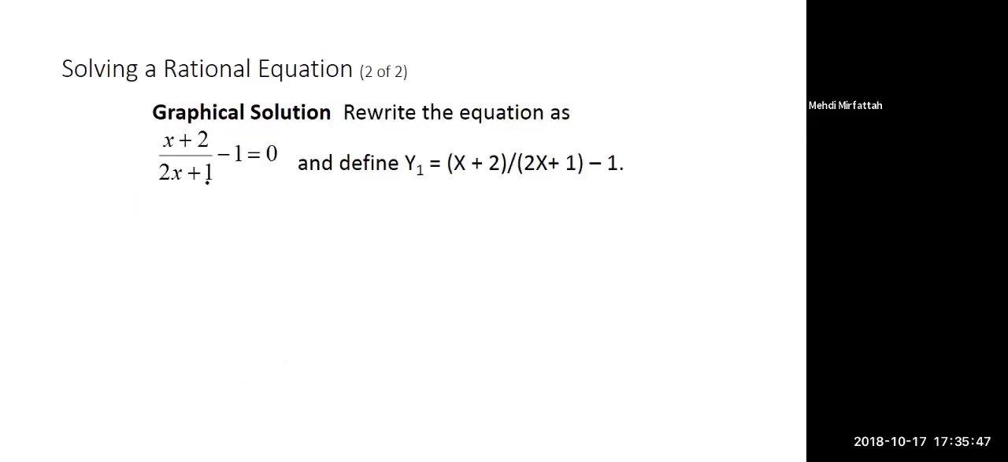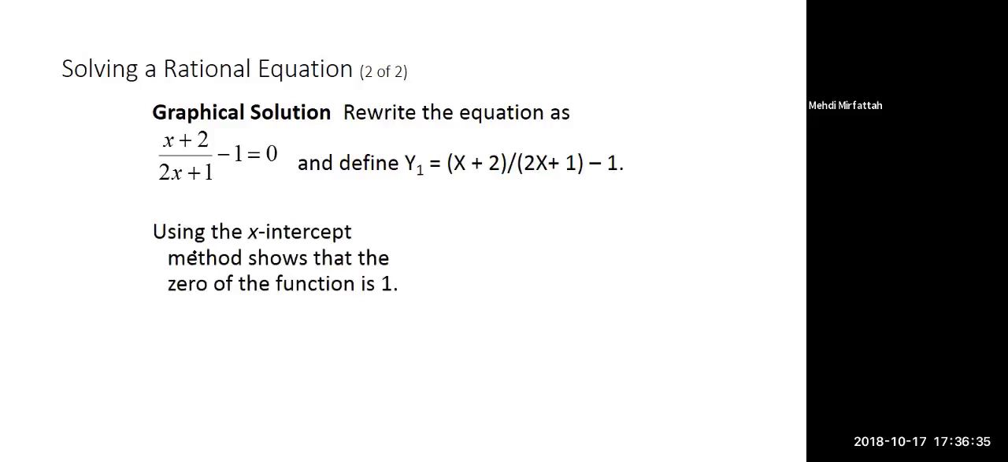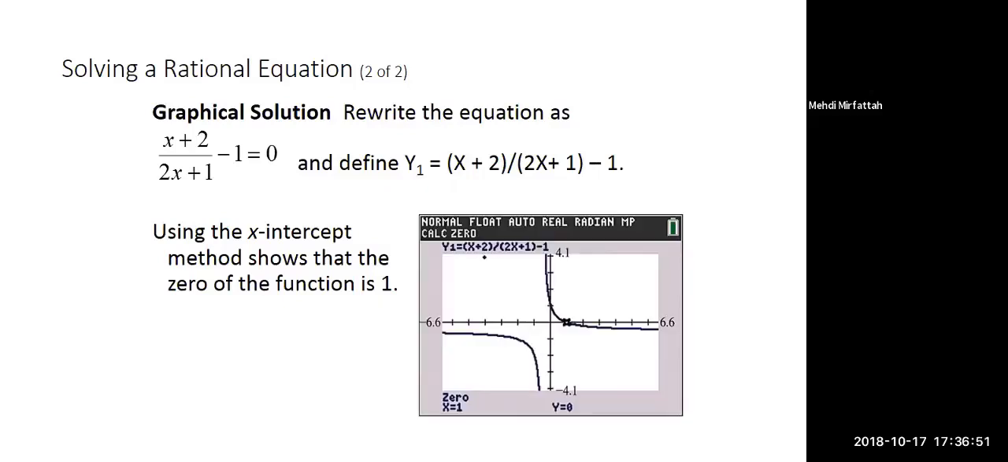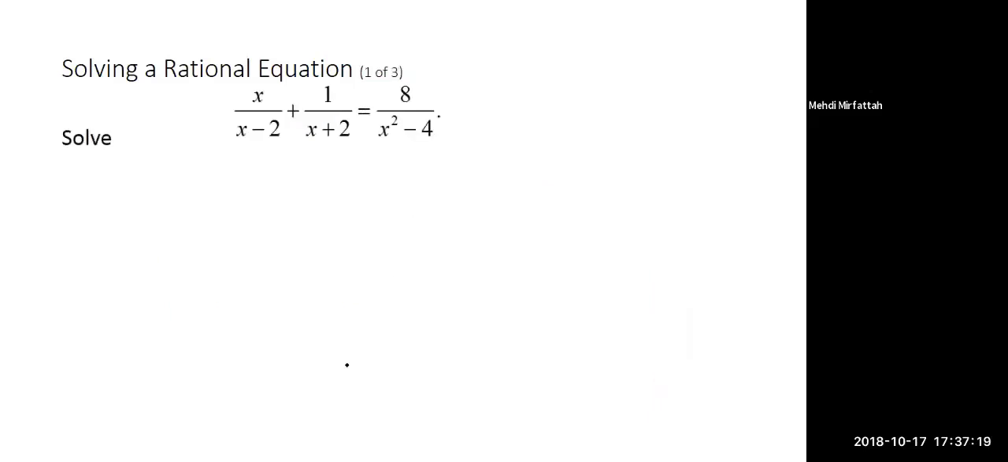Graphical solution: x plus 2 over 2x plus 1 minus 1 equal to 0. First, we define y1 as x plus 2 over 2x plus 1 minus 1. Using the x-intercept method shows that the zero of the function is 1. If you use your graphing calculator, you see that your graph intercepts the x-axis at this point, and the solution is equal to 1. Let's take a look at this other example.